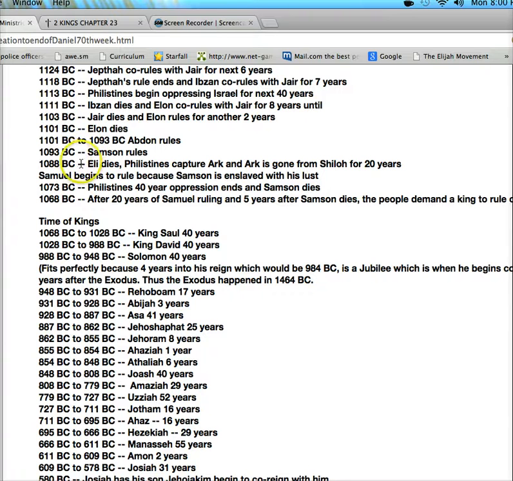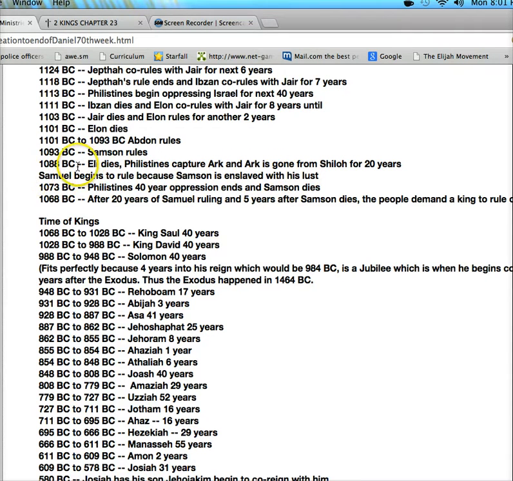Now, in 1088, Eli finally dies. He breaks his neck. The Philistines capture the ark, and the ark is gone from Shiloh for 20 years. And this is the 20 years of lamenting. And Samuel begins to rule because Samson is enticed and enslaved by his own lusts. So that's why I think Samuel takes the reins, even though Samson's still technically a judge.